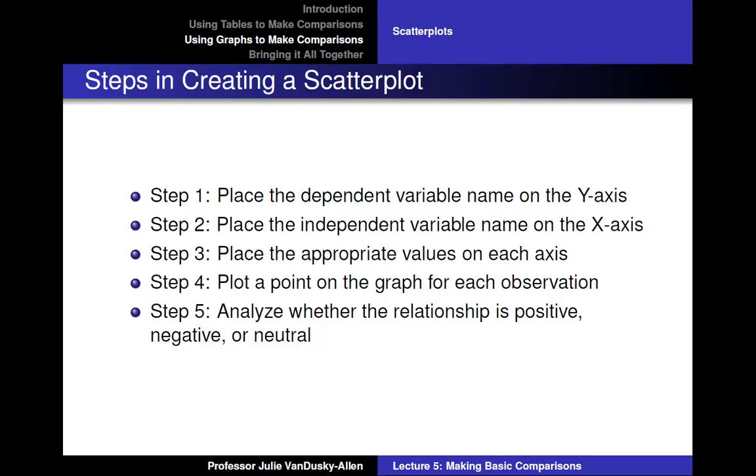The first step in this process is drawing a graph and placing the dependent variable name on the y-axis. Step 2 is placing the independent variable name on the x-axis. The third step is placing the appropriate values of the variables on each axis. The fourth step is placing a point on the graph for each observation. The fifth step is analyzing whether the relationship between the two variables is positive, negative, or neutral.